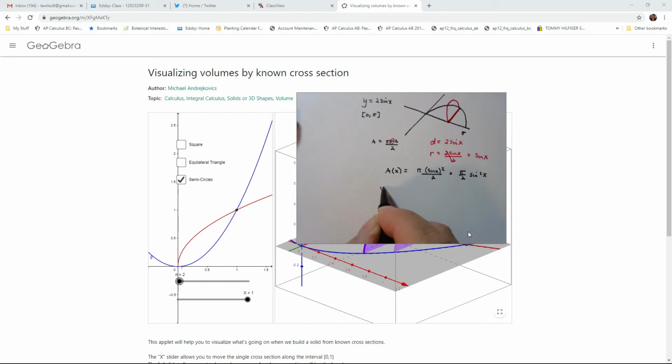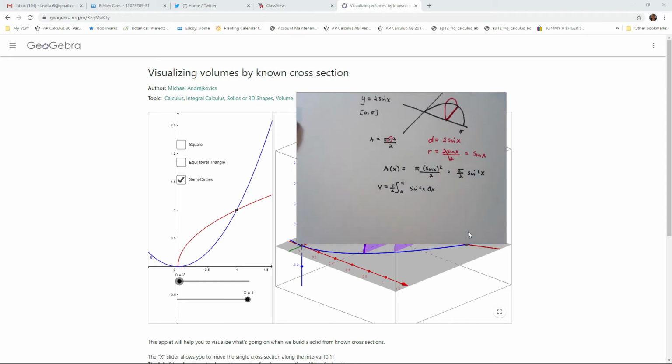I say the volume is equal to the integral from 0 to pi of sine squared x dx. Now look, I'm going to pull the pi over 2 out here because it's a constant multiple. And I'm not going to rack my brain trying to use u substitution or anything like that, because you're allowed to use your calculator and your notes for the entire test. Rather than that, I'm going to graph this thing and let my calculator do the work.